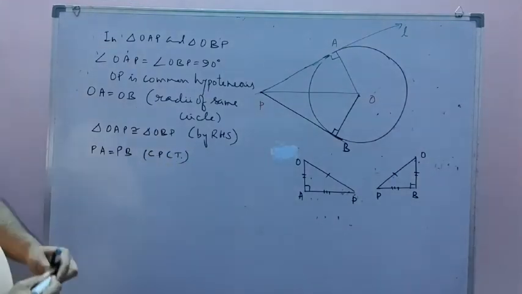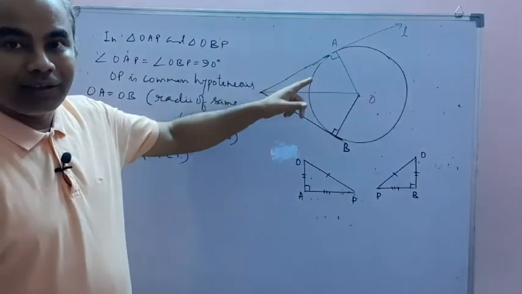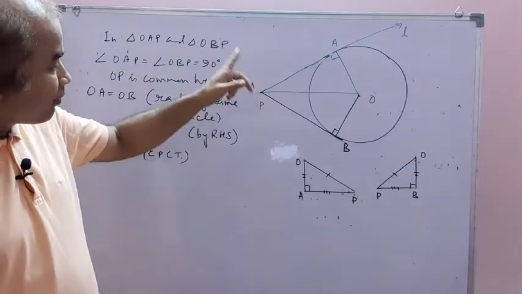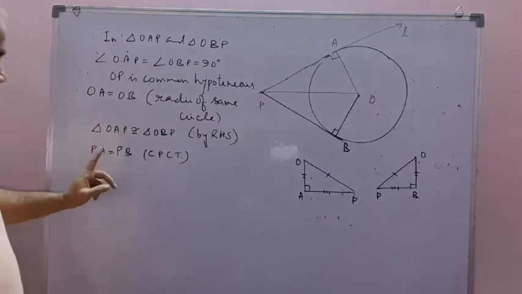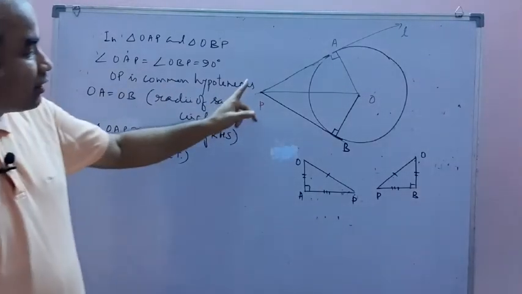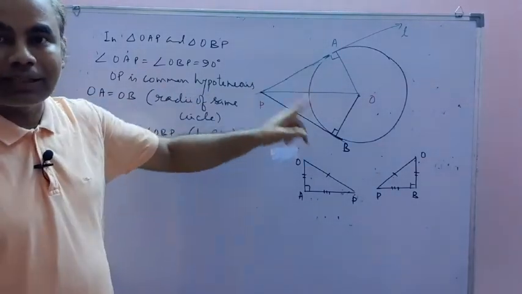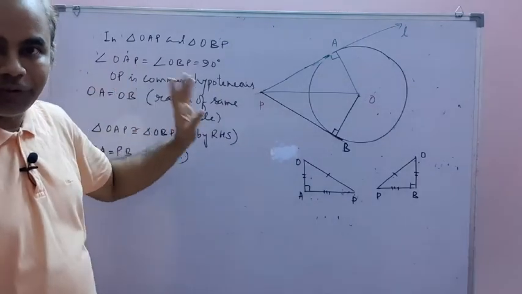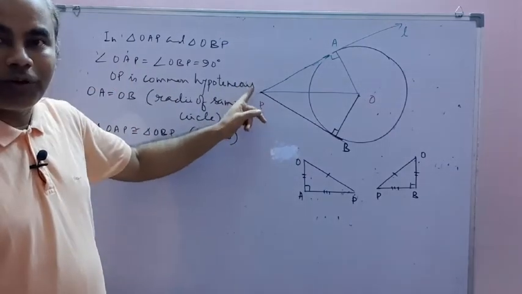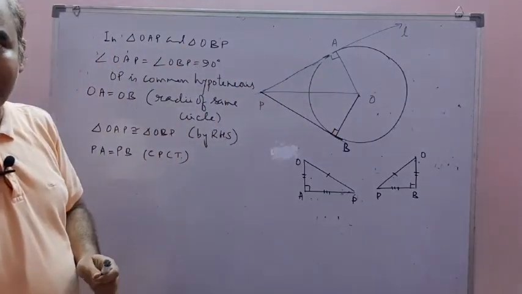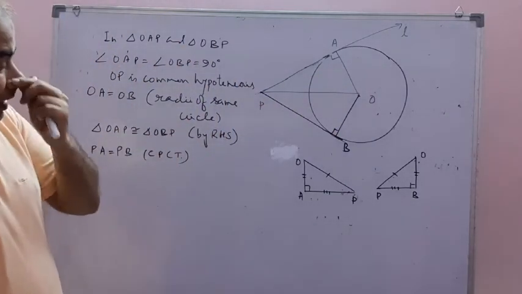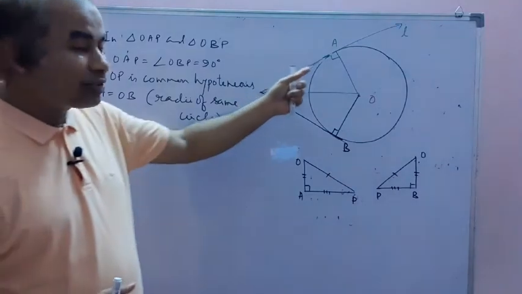Now, what are PA and PB? They are tangents from the same exterior point to the circle. So this says that tangents drawn from an exterior point to a circle are equal. Okay, tangents drawn from an exterior point to a circle are equal. Clear?